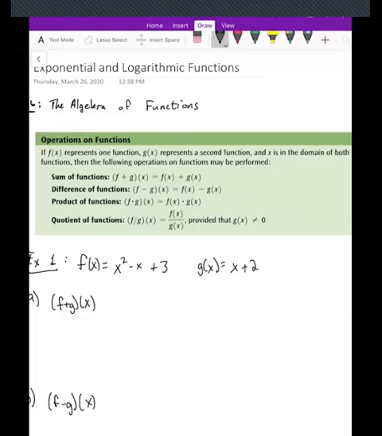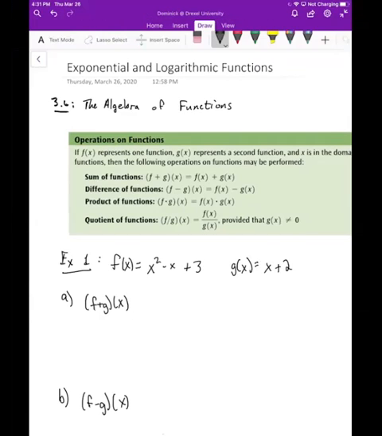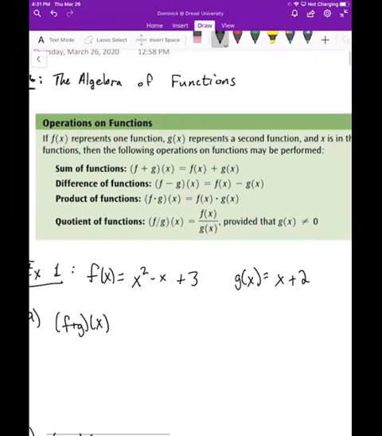Okay, guys, welcome. Today we're going to talk about the algebra of functions, and basically what we mean by that is how do we add, subtract, multiply, or divide two given functions. So this video will be fairly short, so hopefully it's not too hard to follow.